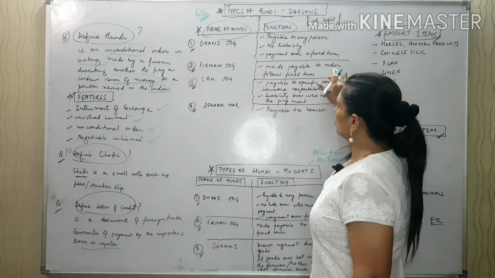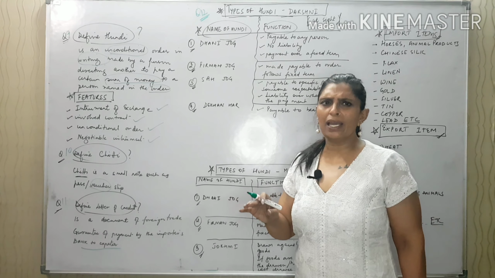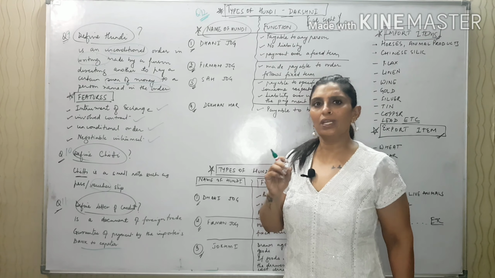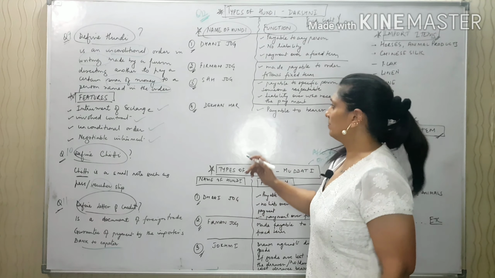फरमान जोग, मेड पेबल टू ऑर्डर फॉलोज फिक्स टर्म. पेबल टू ऑर्डर जिसने जिस समय देना है फिक्स टर्म के लिए, यूजुअली जो बिल ऑफ एक्सचेंज होता है वो 3 महीने के लिए, 3 मंथ्स के लिए होता है, तो उस फिक्स टर्म के बाद आप जैसे ही फरमान जोग दिखाएंगे पैसे मिल जाएंगे.